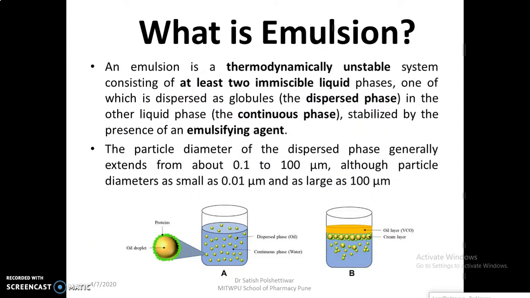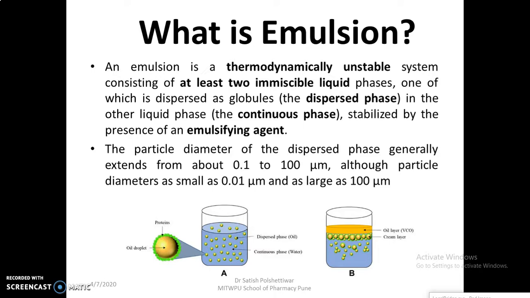So as to maintain that repulsive force. This is the thermodynamically unstable system. At least two immiscible liquids are there. One which disperses as a globule is called the dispersed phase, also called the internal phase. The other is the continuous phase, which is mostly water, also called the external phase, which is stabilized by using an emulsifying agent. It could be hydrocolloids, it could be surfactant, that we call an emulsifying agent.